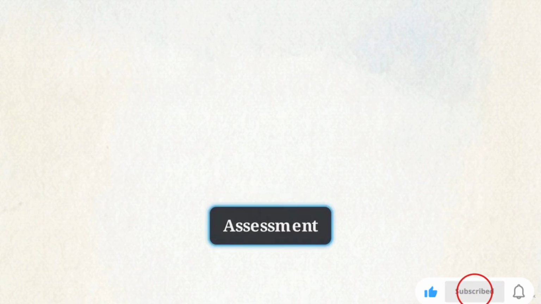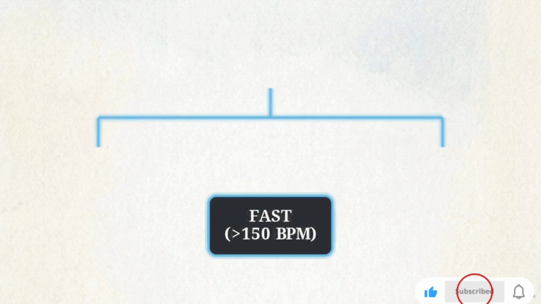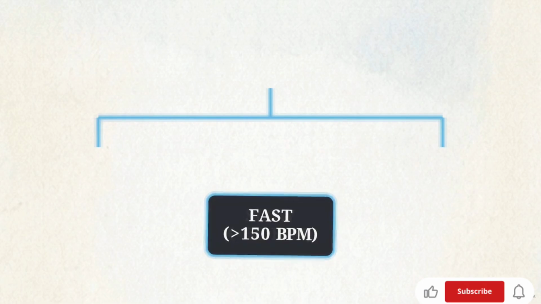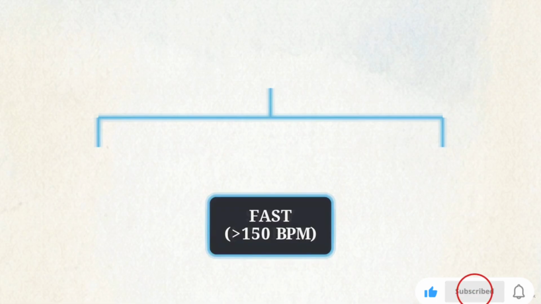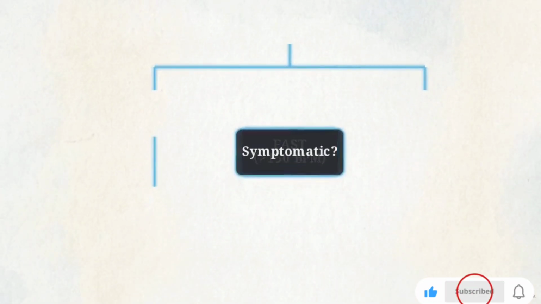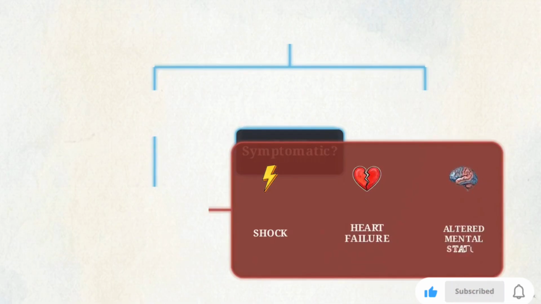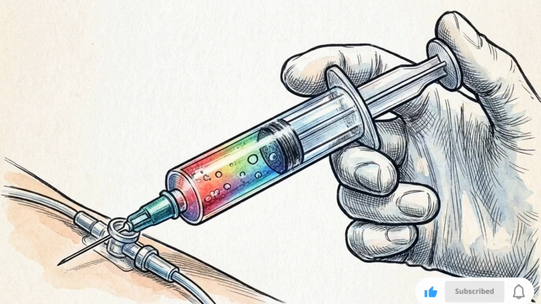This diagram shows the first major fork in the ACLS algorithm. The algorithm splits arrhythmias into two basic categories: rates that are too slow, under 50 beats per minute, and rates that are too fast, over 150. Moving down the slow branch, or bradycardia, the protocol immediately asks a triage question. Is the patient symptomatic? If they are showing signs of shock, acute heart failure, or altered mental status, immediate intervention is required.